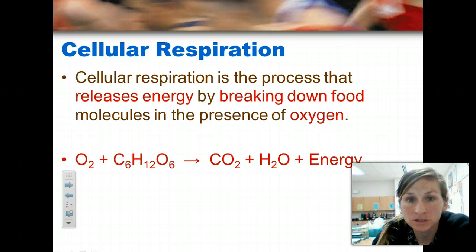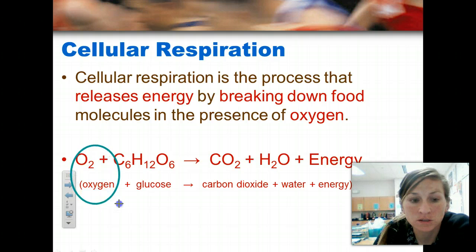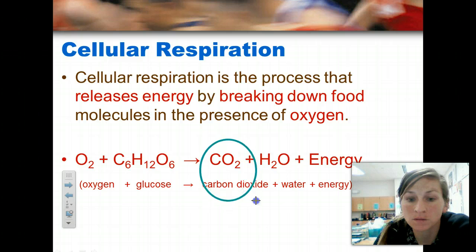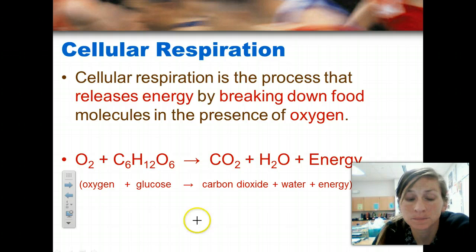This is your chemical equation for cellular respiration. Remember that this is basically the exact opposite of photosynthesis. The reactants of photosynthesis are the products of cellular respiration and vice versa. So we have oxygen, both in the chemical formula and written form, plus glucose, which is going to give us a product of carbon dioxide and water. And then with cellular respiration, we also have that energy product on the end as well. So I would take some time, possibly pause the video to write down this chemical equation.